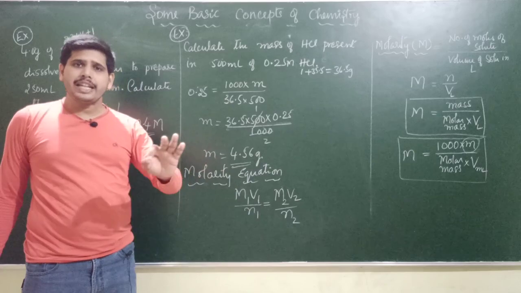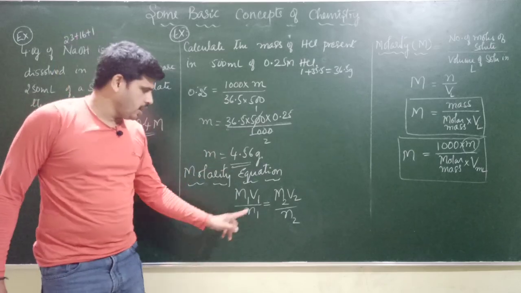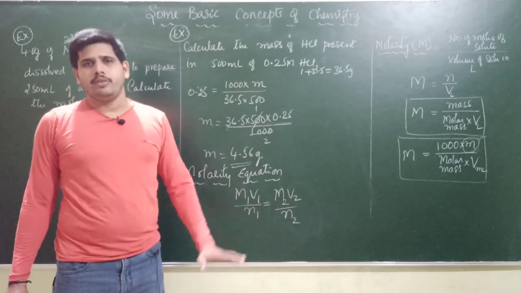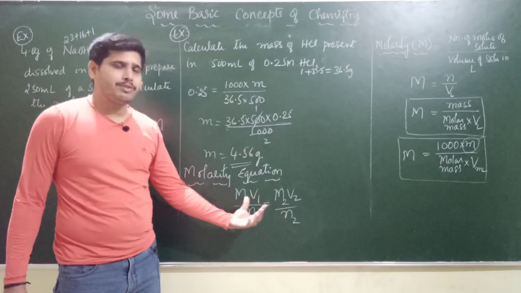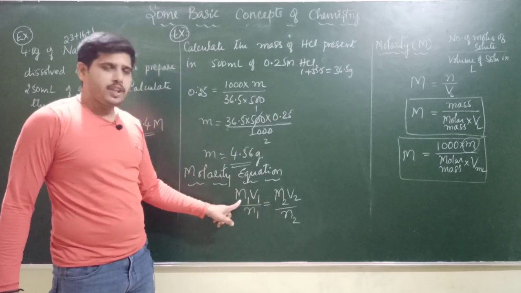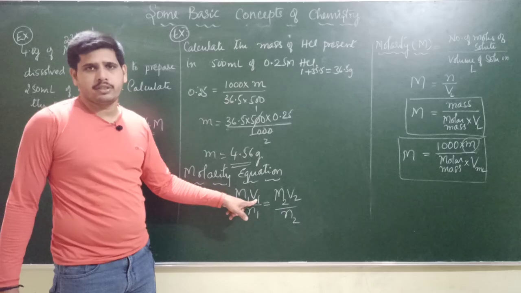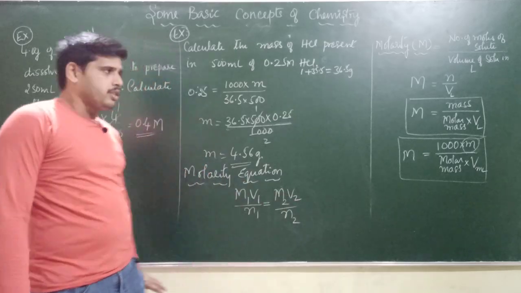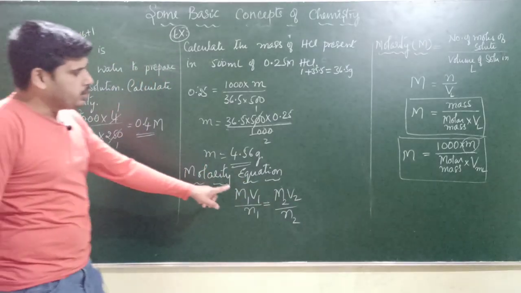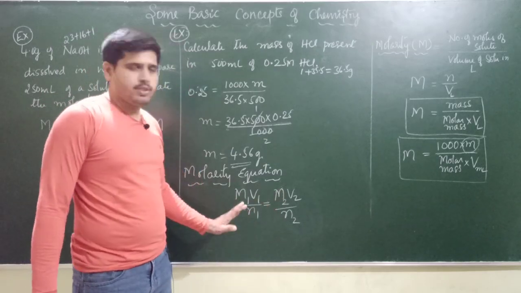M1 and M2 are molarities of the first and second reactant. V1 and V2 are the respective volumes. So through this equation we can find out M2, provided we know M1 and V1. Of course V2 will be given. So any one unknown can be calculated with this particular formula.